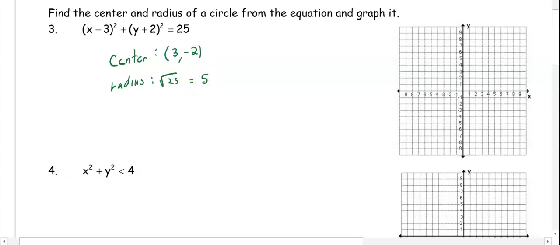So what you're going to do to graph is first plot your center at (3, -2). And then you are going to use the radius in 4 directions. From the center, we're going to go up 5, right 5, down 5, and left 5. And then we're going to connect those 4 outer points in a circle. So we should have curved lines. It doesn't have to be a perfect circle, but it should look like a circle, not a rectangle.